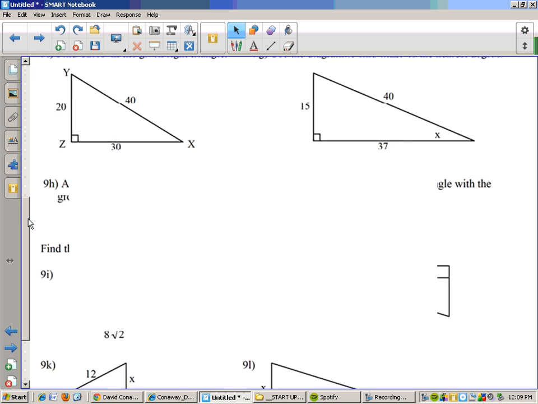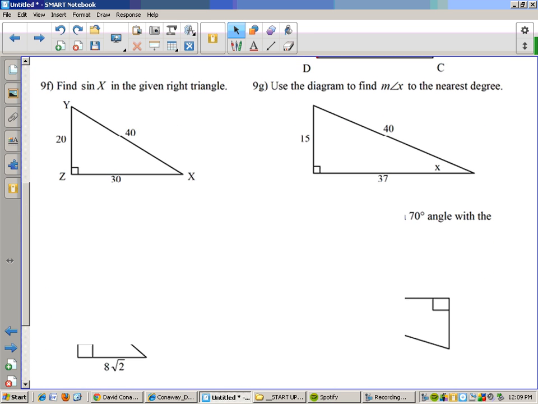Moving on through. Okay, find sine of x in the given right triangle. So in this case, we're trying to find the angle x here. Well, we're not trying to find the angle, I'm sorry. We're trying to find sine of x. We're trying to find sine of x, not the angle x.